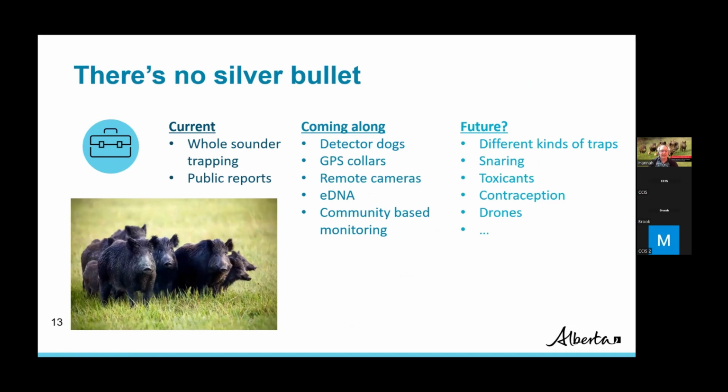I think the next message is really there's no silver bullet. The toolbox needs to be deep for these critters. So far, our current approach really is focused on whole sounder trapping and public reports. And I think we really need to expand that.